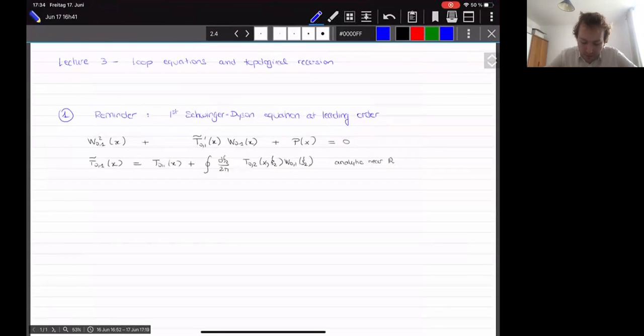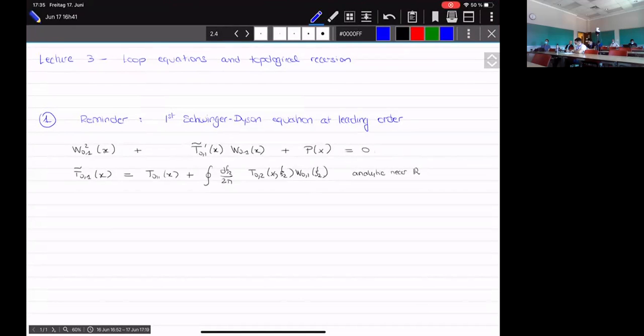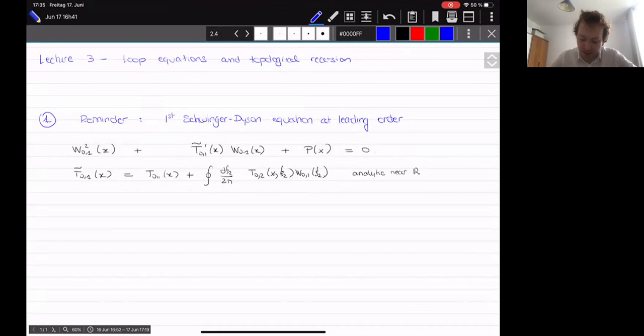So today I'm going to talk about loop equations and topological recursion. And I want to start by reminding the first Schwinger-Dyson equation that we got yesterday for this matrix model with double trace, and especially the leading order of the Schwinger-Dyson equation, which was only an equation involving W01, so the leading order of W1. It was looking like this, where this T01 tilde was analytic near the real axis, and this P also was analytic. And in the case where the T's were actually polynomial, this P would actually be a polynomial.